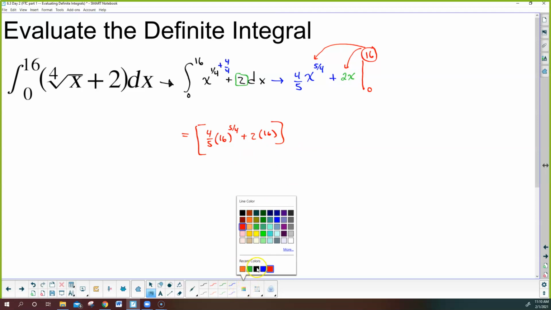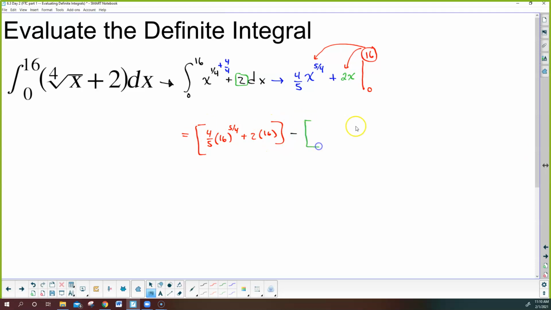And then we subtract. You always subtract your upper bound minus your lower bound. And notice I put grouping symbols around there. The grouping symbols don't really mean a lot for the first part. If you forget them for the second part, it could really screw some things up.